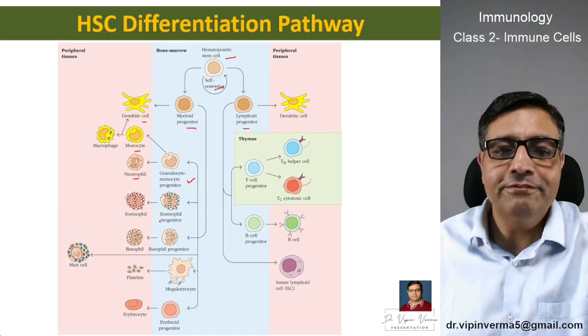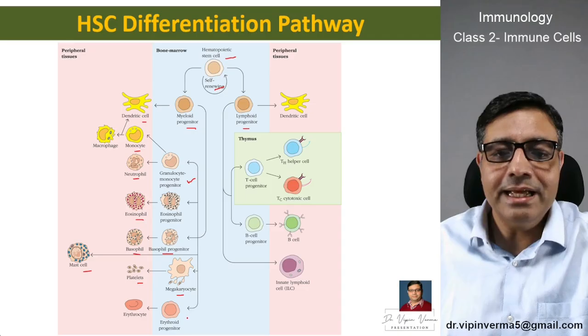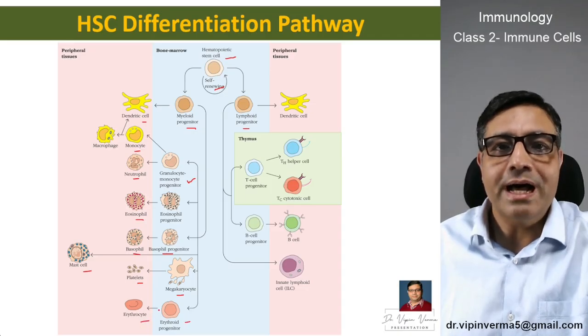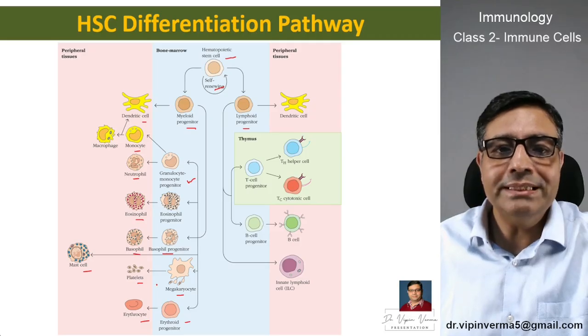eosinophil progenitor can give rise to eosinophil. Basophil progenitor can give rise to basophil. Then myeloid progenitor gives rise to mast cell directly. Megakaryocytes give rise to platelets, and erythroid progenitor gives rise to erythrocyte or the RBC. So this lineage is known as the myeloid progenitor, and these all cells are the myeloid cells.